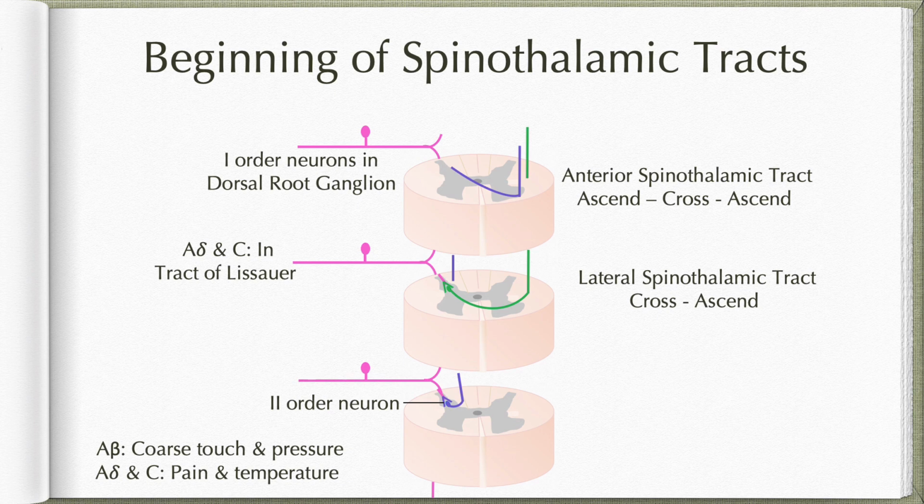So the anterior spinothalamic tract first ascends on the same side, then crosses and then ascends as the anterior spinothalamic tract, whereas the lateral spinothalamic tract immediately crosses and ascends as the lateral spinothalamic tract. Both these fiber bundles cross in the anterior white commissure.